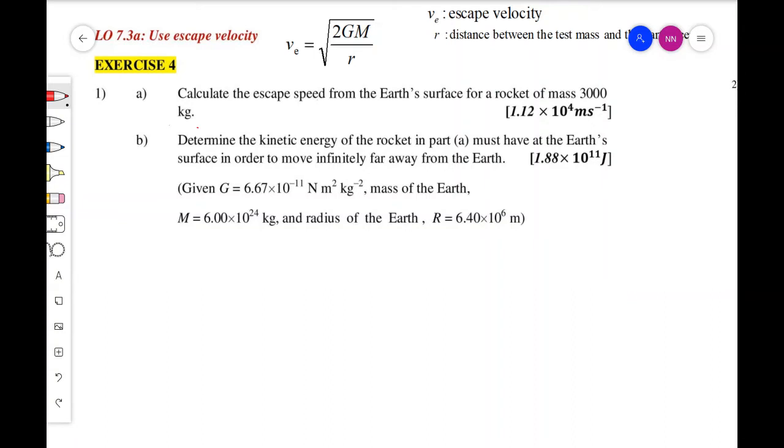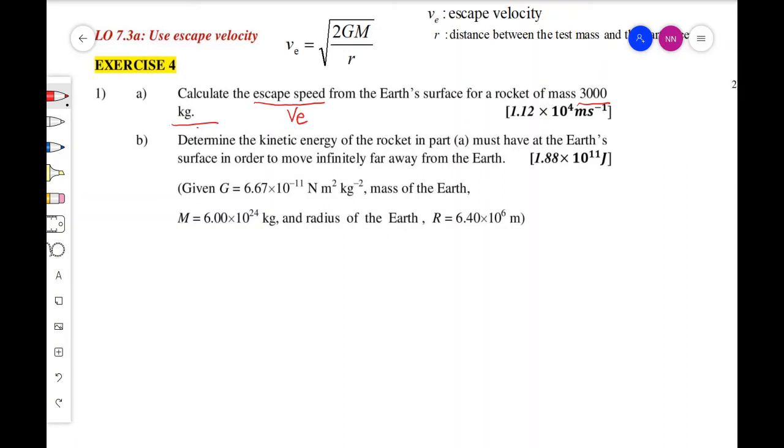Exercise 4, question number 1A. Calculate the escape speed from the Earth's surface for a rocket of mass 3,000 kg. Calculate the escape speed, it is the VE from Earth's surface. So what is the meaning of escape speed? Escape speed is the minimum speed required by a mass to escape completely from gravitational field to infinity in outer space. So roket ni dari Earth surface nak escape from gravitational field to infinity in outer space.